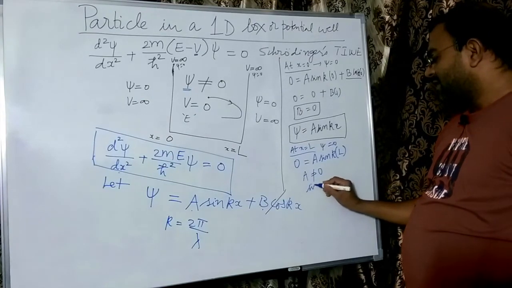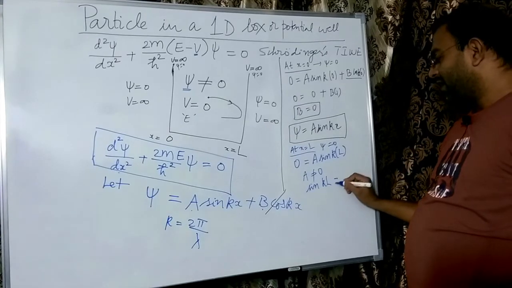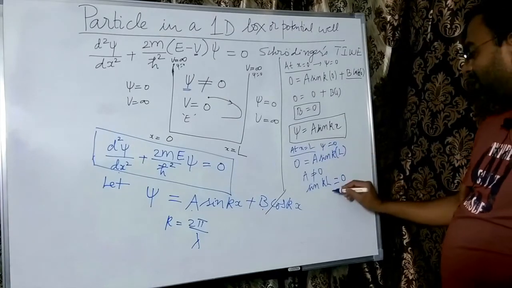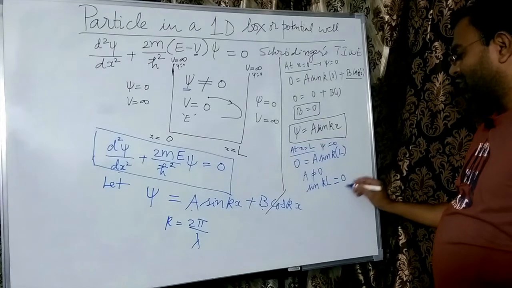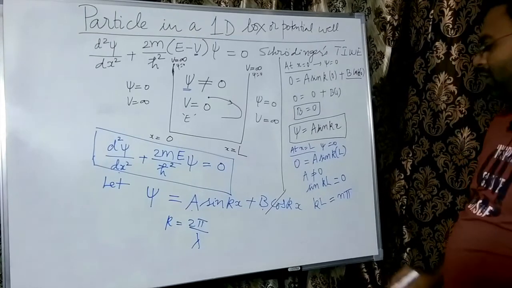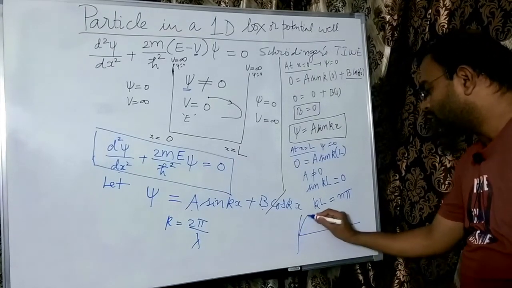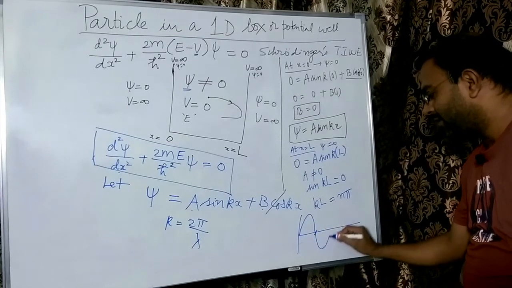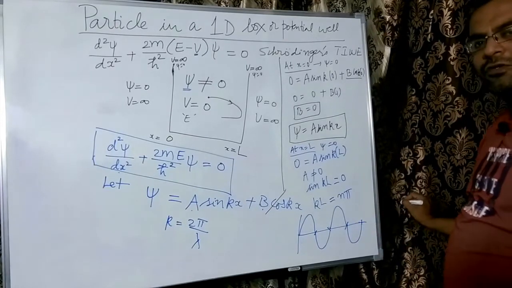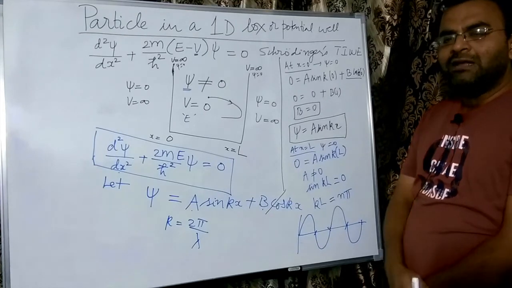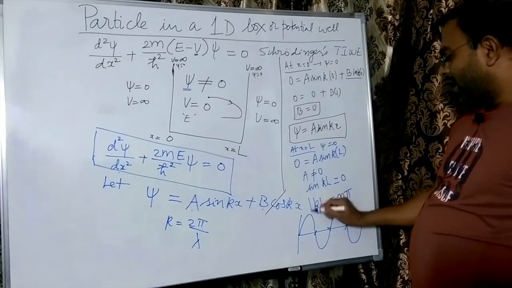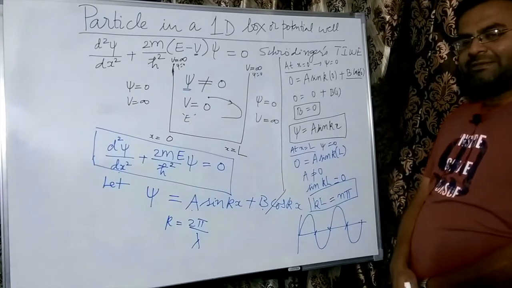That would imply sine kL is 0. The second term alone is 0 because the first term is non-zero here. Sine of theta becomes 0 only when theta, which is kL here, is an integral multiple of pi, because the sine function, as we all know, goes to 0 for 0, then for pi, then for 2 pi, then for 3 pi, then for 4 pi, and so on and so forth. For any integer value of n, the sine function goes to 0. So sine n pi is 0, that means kL is equal to n pi. This is the first step of the derivation.